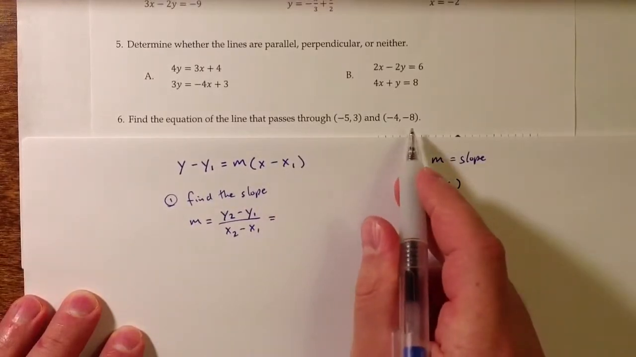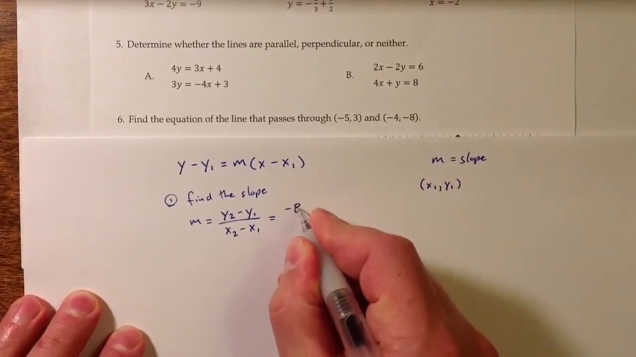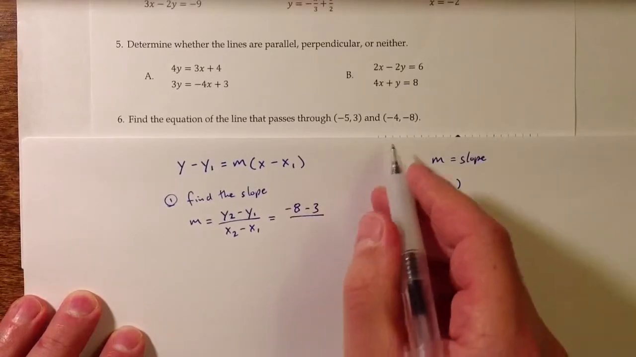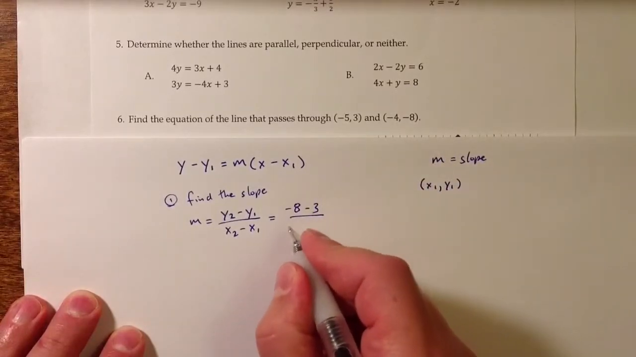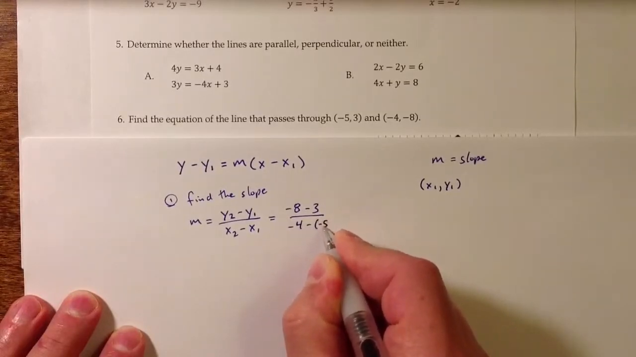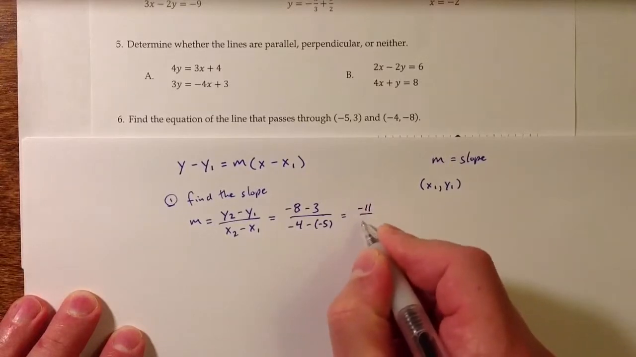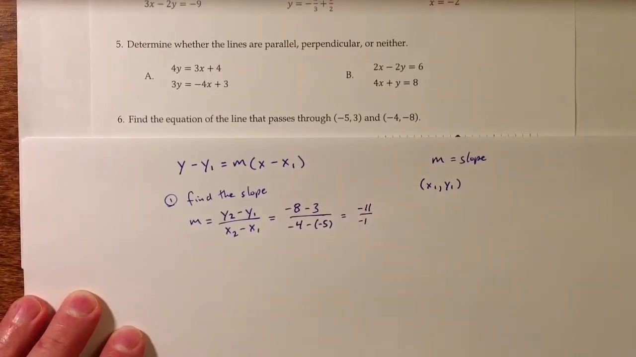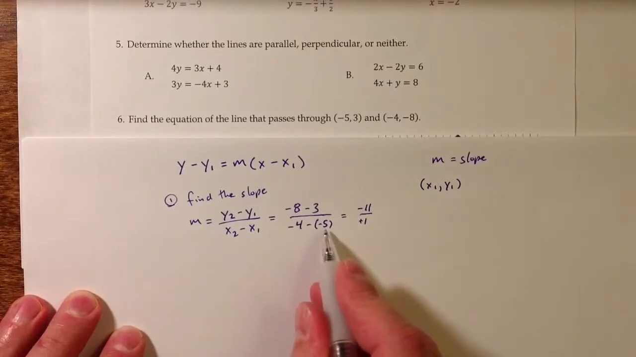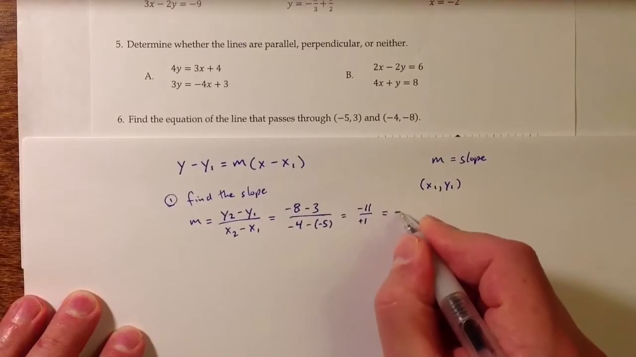If I plug in the y values from each of the points, starting with -8, I get -8 minus 3. And then I want to divide by the difference in the x values. I started with -8, so I'm going to start with -4 minus -5. This turns into -11 divided by, I'm sorry, divided by +1, because that would be -4 plus 5, +1. So we get a slope of -11.